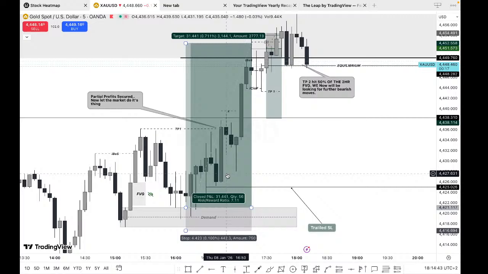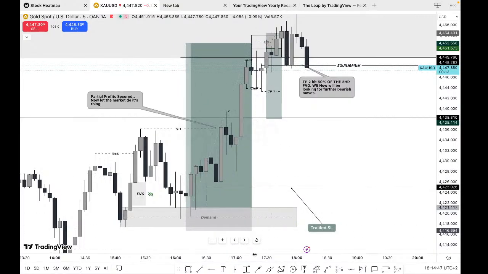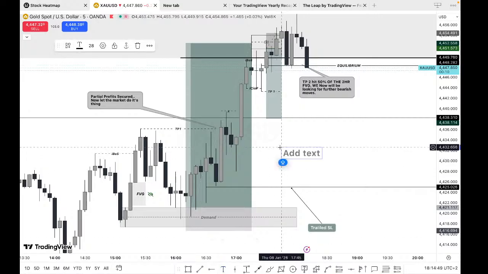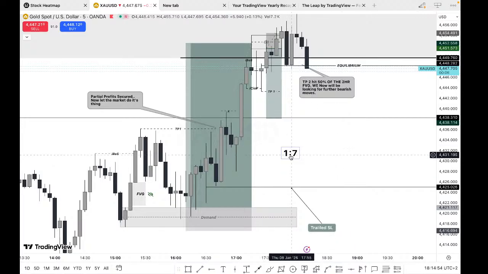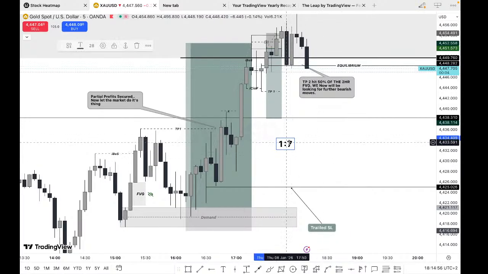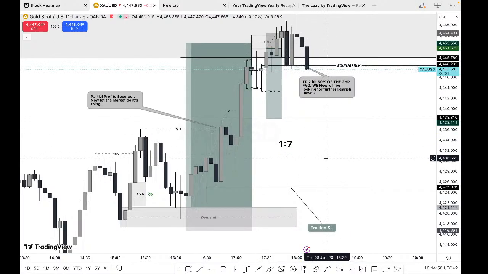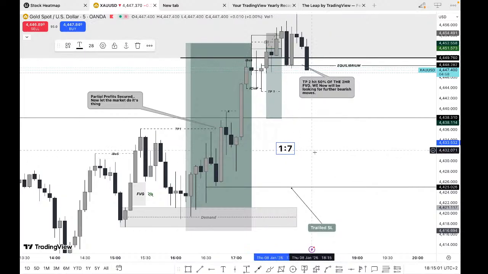So we clean. That's a dope risk to reward ratio. So we're looking at 1:7 RRR. So the RR for today was 1:7. This is beautiful. This is amazing. This is more than beautiful.